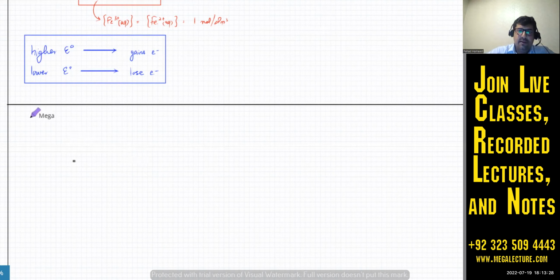So we're going to talk about and draw the reference electrode, which is known as the standard hydrogen electrode.